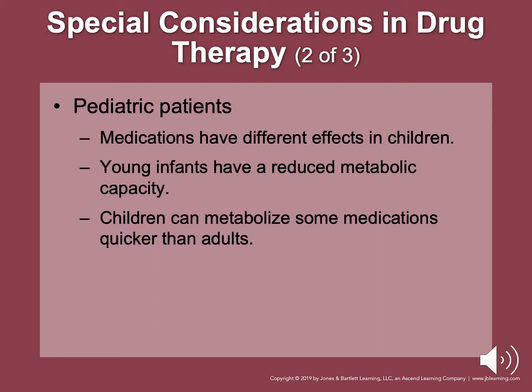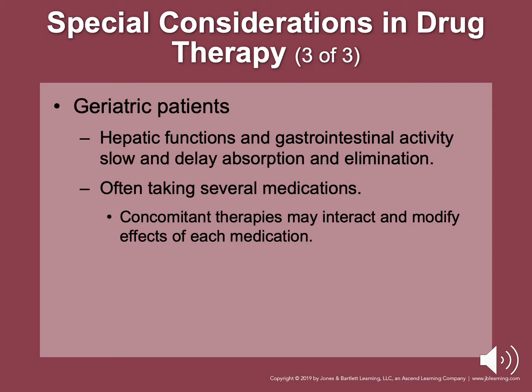All right, geriatric patients. Changes in pharmacokinetics in geriatric patients are comparable to those in young children. So, you have to think about those geriatric patients just like their children sometimes. So hepatic functions GI actively slow and delay absorption and elimination. Often taking several medications, sometimes suitcases full of medications. So, some therapies may interact and modify effects of each medication.